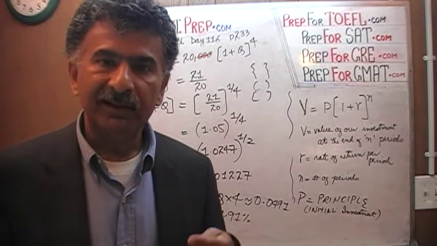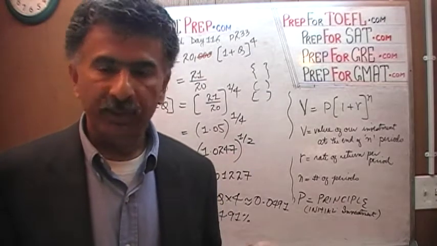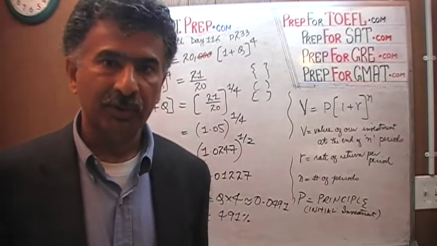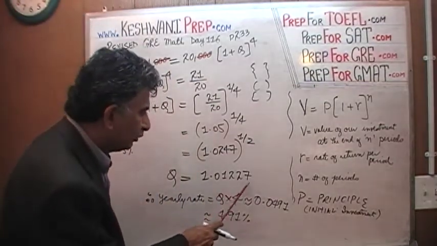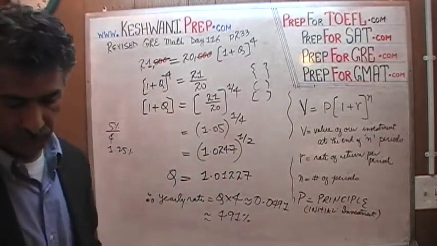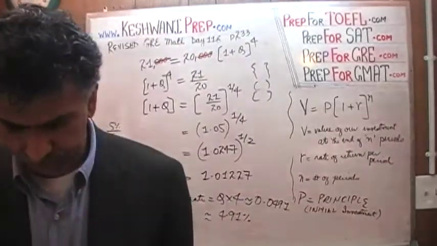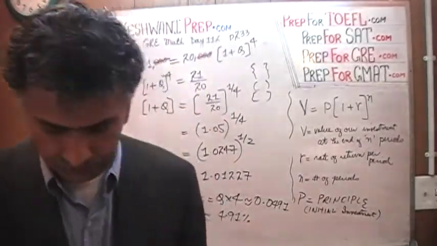But because the bank is compounding, we don't have to earn 1.25% interest per quarter. We would be just as happy to earn 1.227% interest per quarter. That's all it is. It's too much talking.